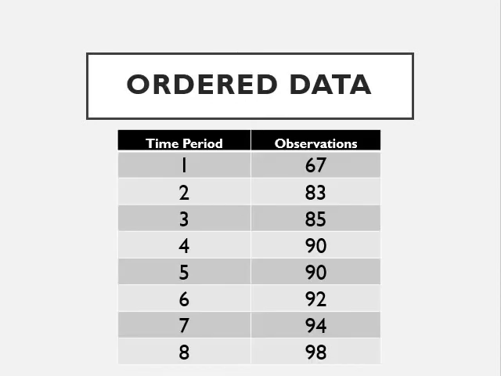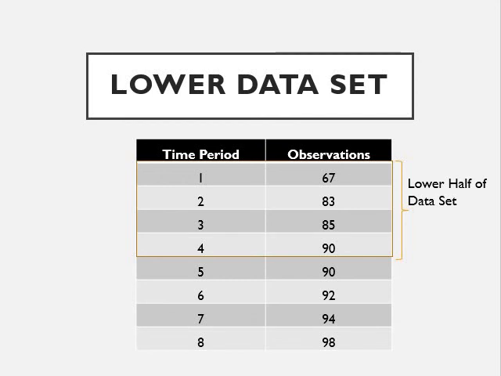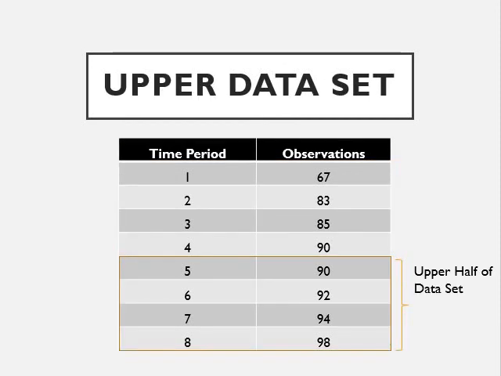The first step in order to solve the problem is to order the data from the smallest observation to the largest, and this is important because we will be using these numbers to calculate our median for the upper half of the data as well as the lower data. The lower data set is the lower half of the data, so the smaller half of the observations, and in this case, those are the observations for time periods 1 through 4. The upper data set is the upper half or the larger half of the data set, which in this case is the observations for time periods 5 through 8.